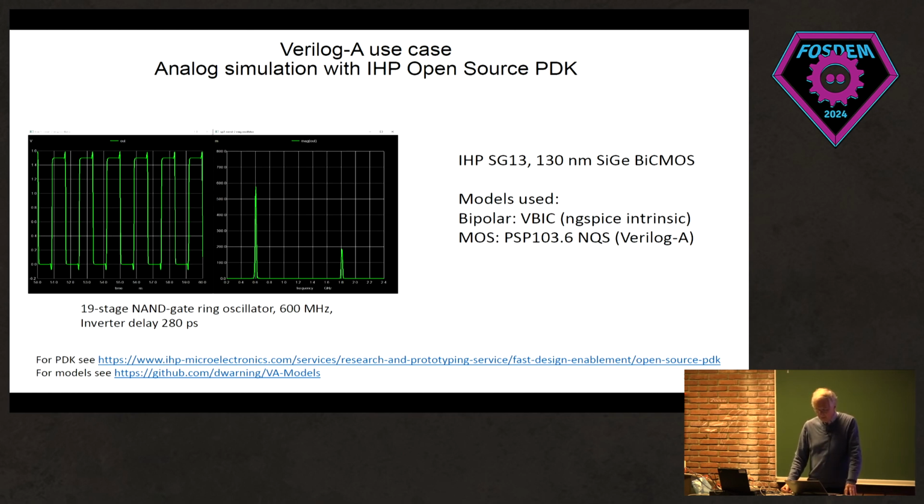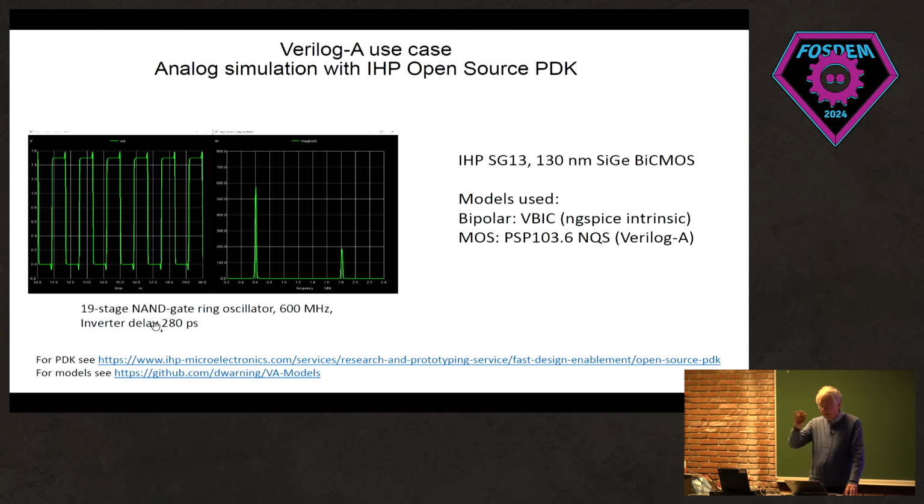The model used for the bipolar is the so-called VBIC model, which has been integrated into NGspice for some years now. And the MOS model is a PSP model, currently developed by Leti in France. This is Verilog-A, and we translate this, put this into NGspice, and so we can support this open source PDK with simulation. This is just a simple example, a 19-stage NAND gate ring oscillator.